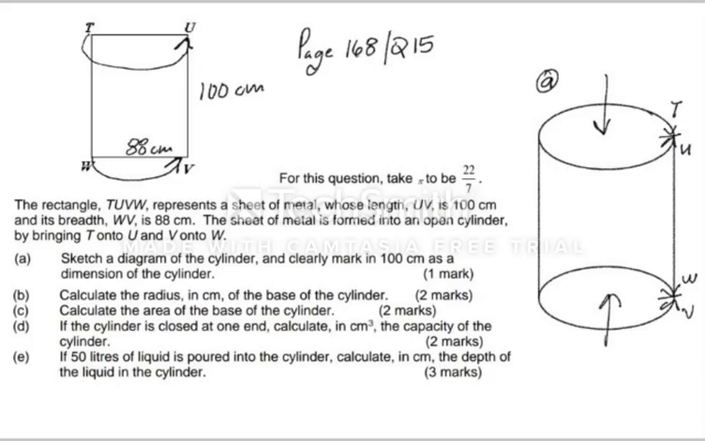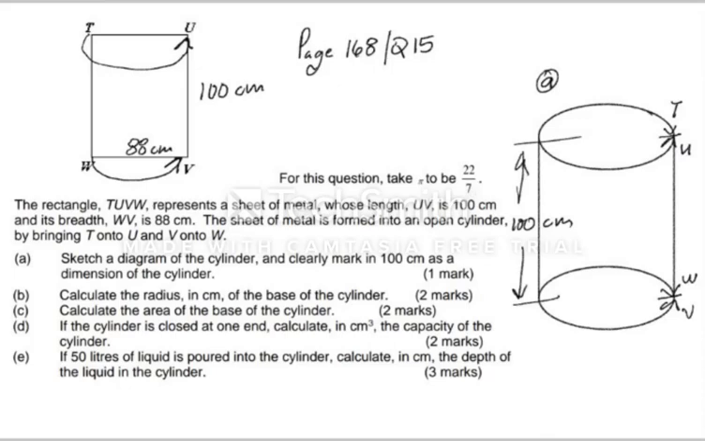All right, and obviously, the length VU did not change, or TW, that length didn't change. This length from here to here, the height of the cylinder, is 100 centimeters. So this would be the answer to A, minus these arrows. You don't need them.